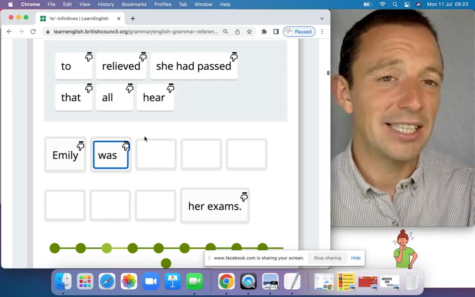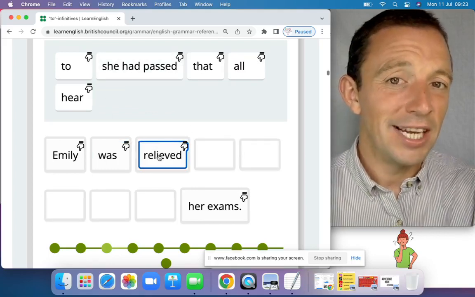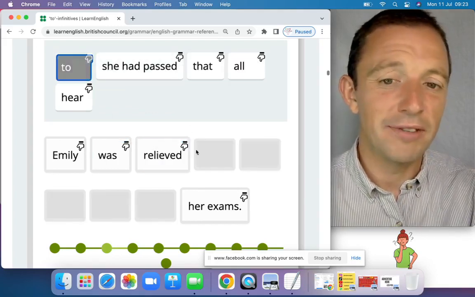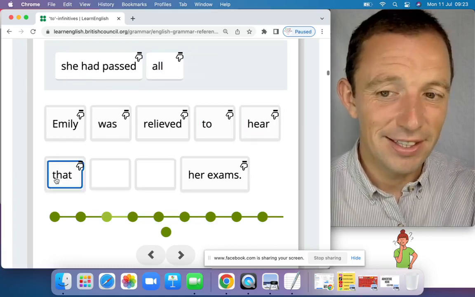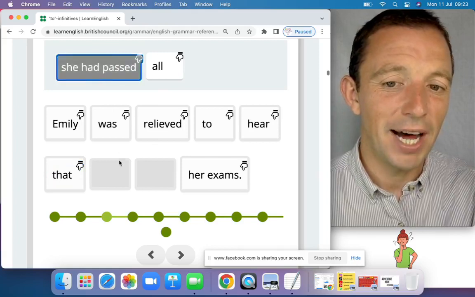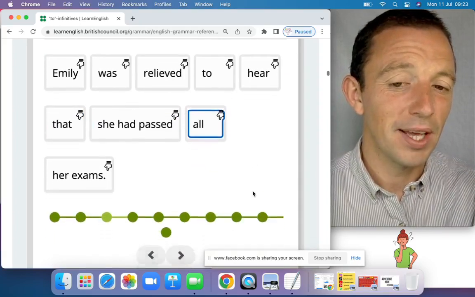Adjective, what is the adjective after the verb to be? She was relieved. After relieved, we have the infinitive. She was relieved to hear. To hear what? To hear that. Subject, she had passed all her exams. Very, very interesting sentence. Next.